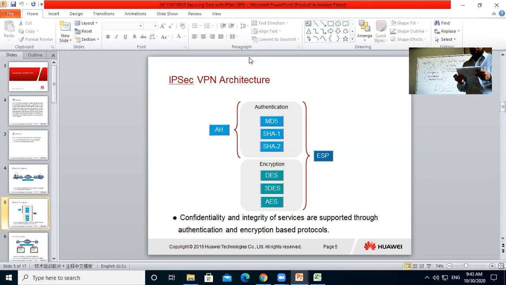Basically, we have four types of security techniques. The first one is confidentiality. The second one is data origin authentication. The third one is the anti-replay service, and the fourth one is data integrity. These four are the basic security techniques. When we are talking about confidentiality, confidentiality means data should be encrypted.